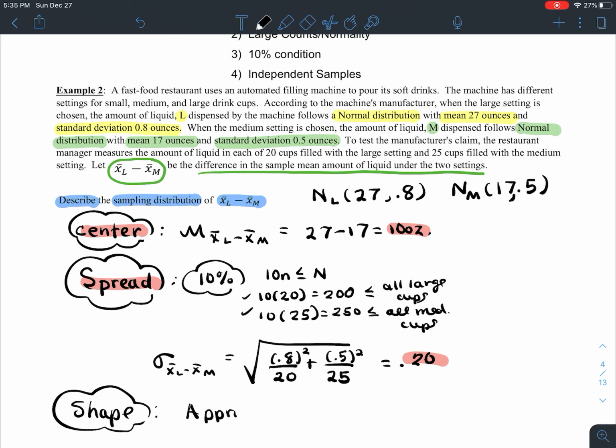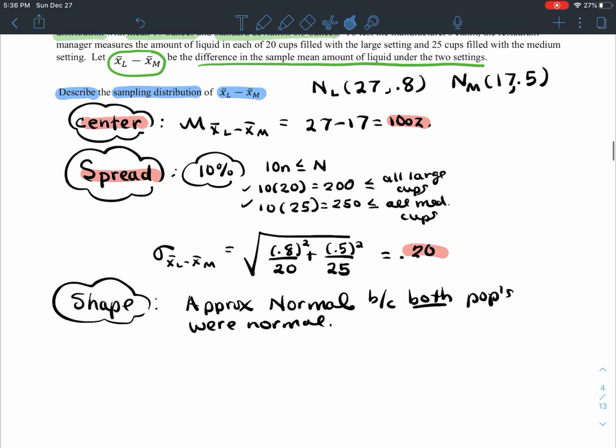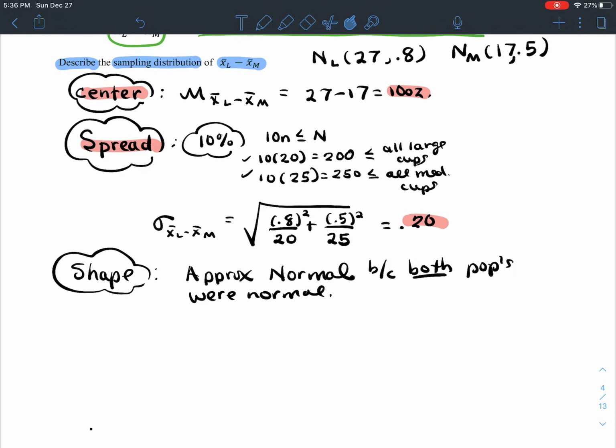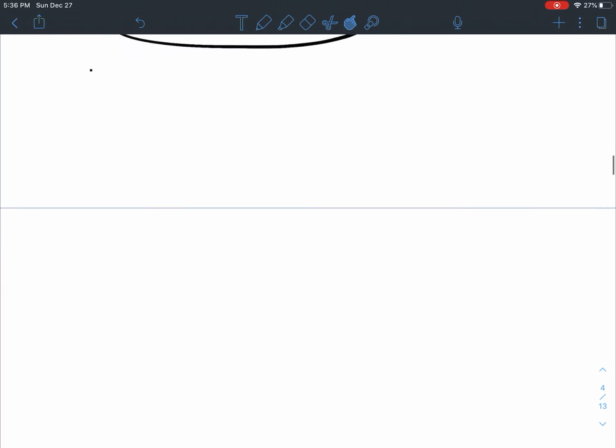Okay, we want to be able to say that it is approximately normal, but we have to be able to give a reason. Okay, we have three options here. The easiest is if they told us that both of the populations were normal. They told us that right here, that the large cups and the medium cups were both normal, so I can say approximately normal because both populations were normal. Okay, so this is going to allow me then to go ahead and pull all of this information together. Large minus medium, 10.2. That would be the information I could use if this problem moved forward with asking a probability question.